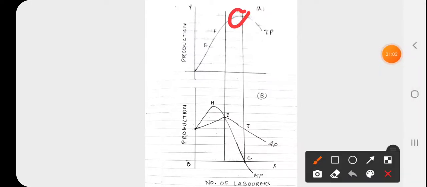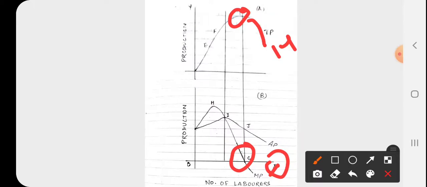This is the diagram. You can see that at point E, the marginal production is 0, and after that you can see it is negative. At point G, this is your G point, G is the maximum point of total production. When the total production was maximum, that is 15, which we have seen in the table, at that time the marginal production was 0, and when it fell down to 14, the marginal production turned negative.